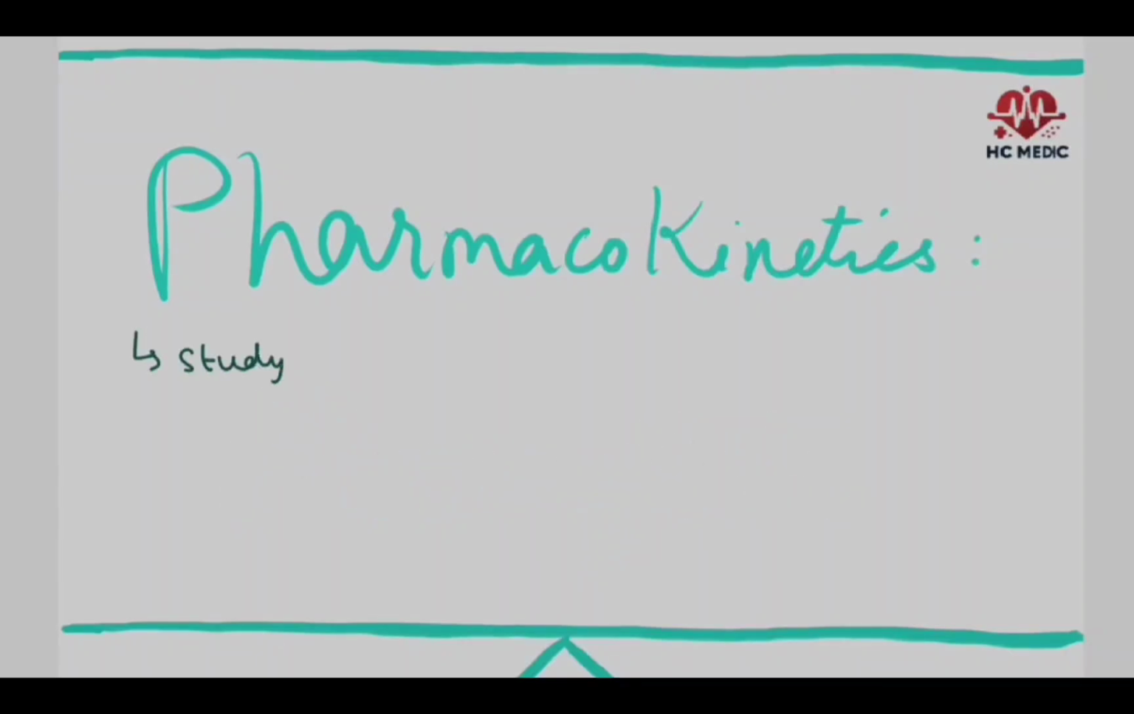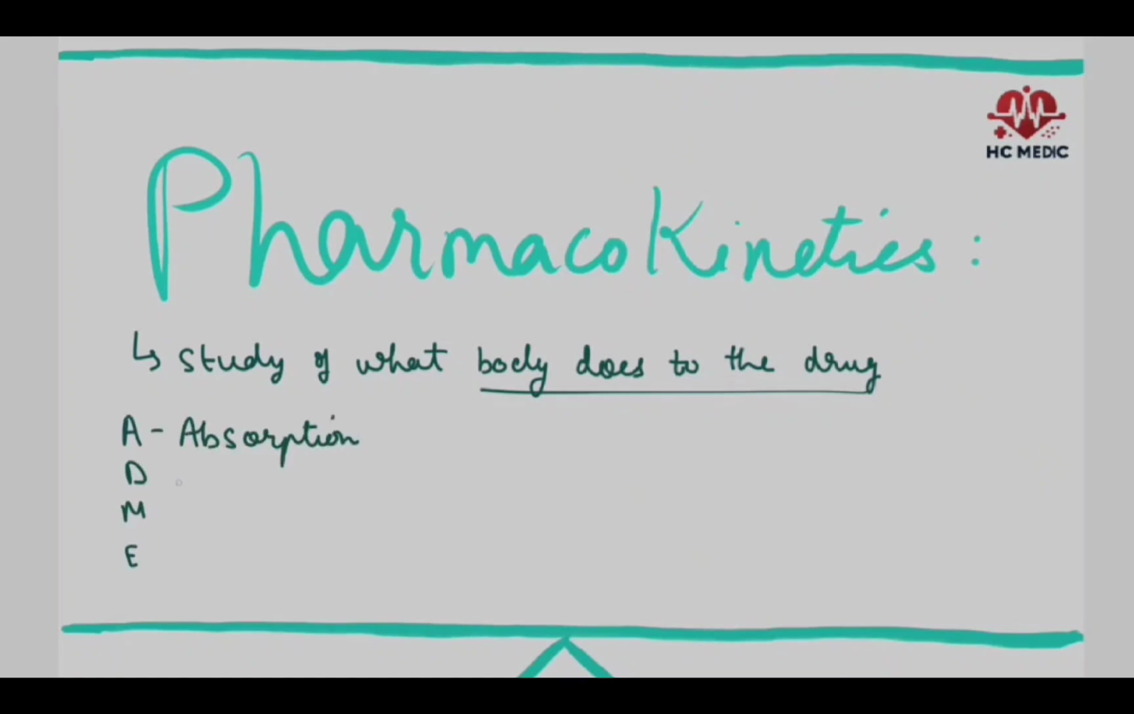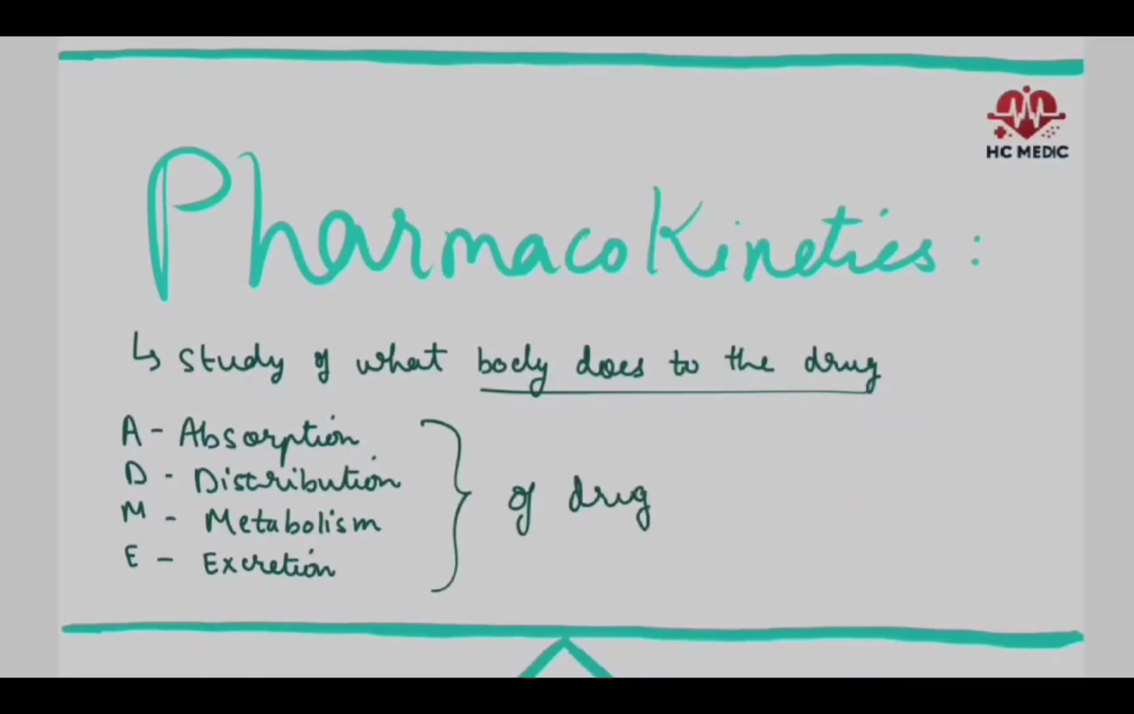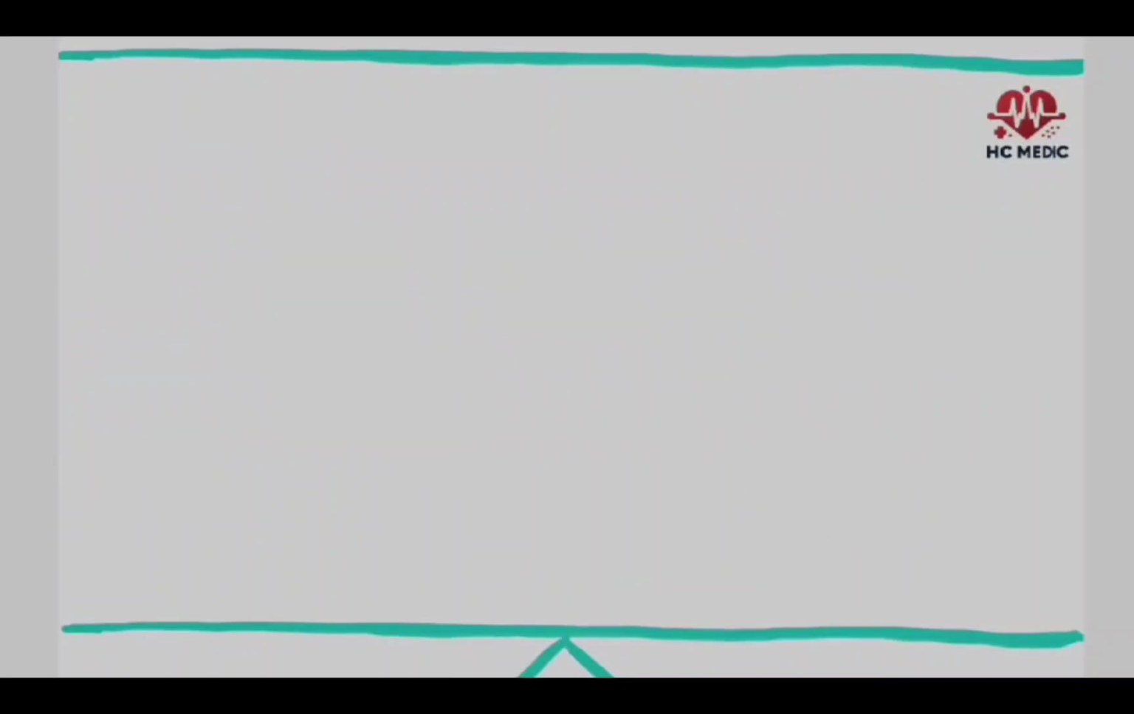So let's discuss the definition. Pharmacokinetics is the study of what body does to the drug. It has 4 steps involved: absorption, distribution, metabolism and excretion. We can remember this as ADME of drug. Now let's discuss in detail about the drug absorption.